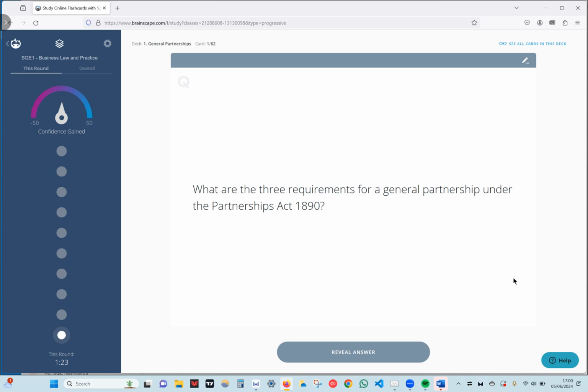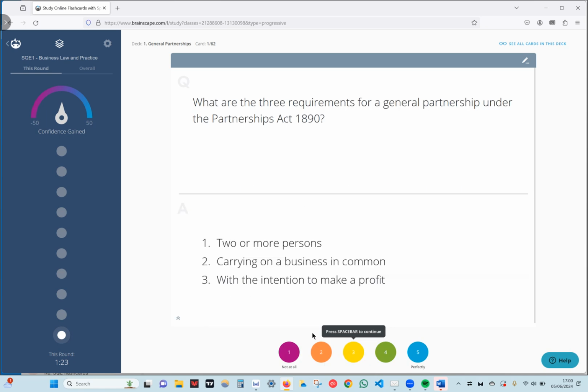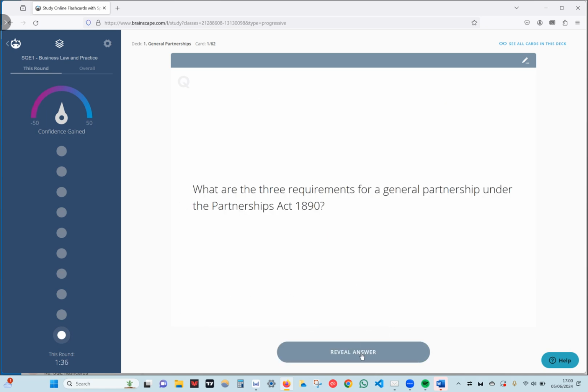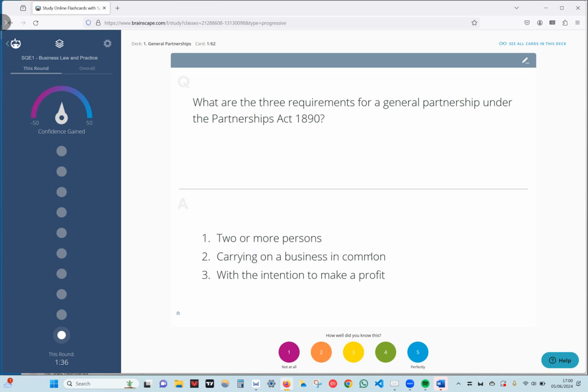So this first card is fairly standard. What are the 3 requirements for a general partnership under the Partnerships Act 1890? The answer is 2 or more persons carrying on a business in common with the intention to make a profit.